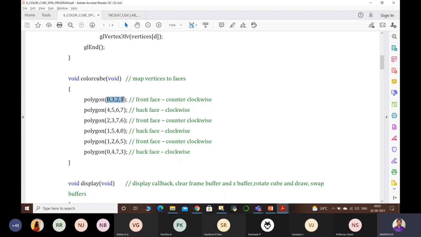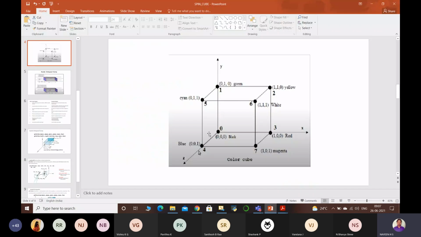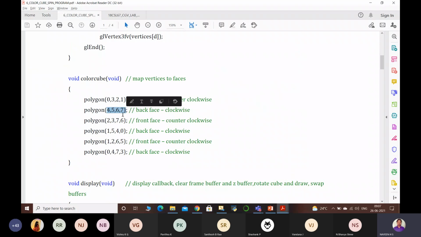So all the values I'm going to pass, those coordinate points, vertices points here. Same thing, these are the points. You need not worry about what these numbers are, how they have written them like this. Using this faces concept, they are writing these values 4, 5, 6, 7, 2, 3, 7, 6, 1, 5, 4, 0.